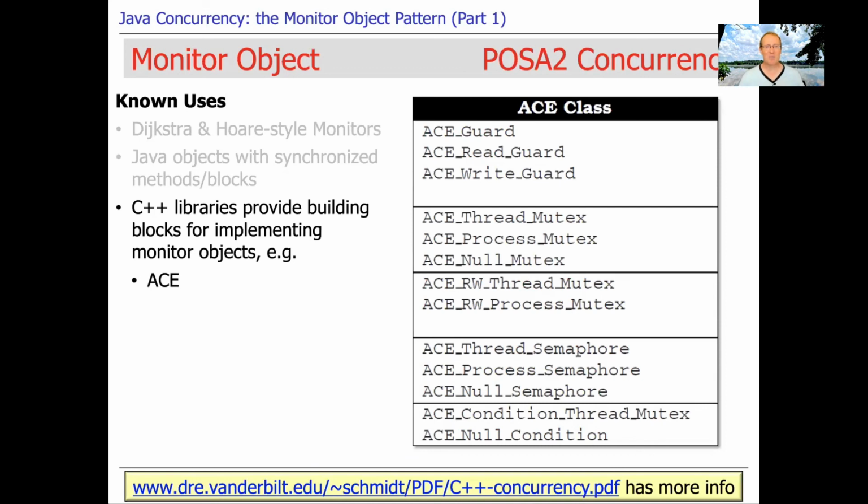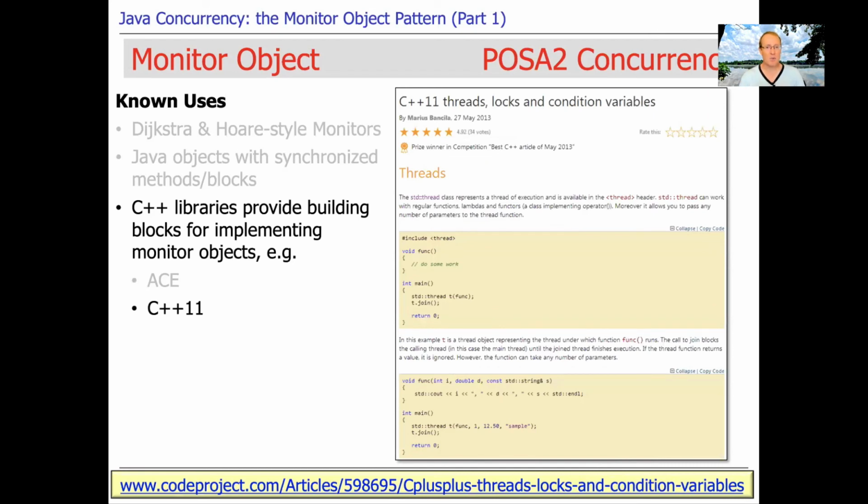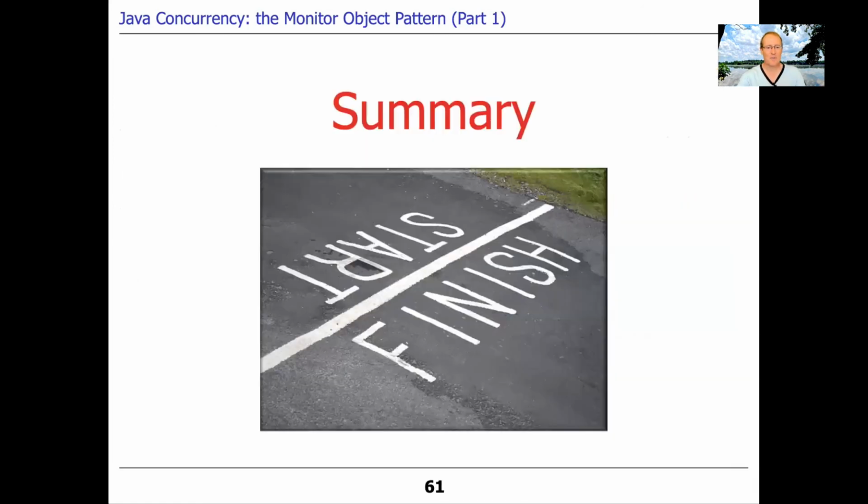You can also find these implementations in other languages and other libraries. So C++ defines a whole pile of support for building monitor objects. My ACE toolkit, which I designed quite a long time ago, probably 30 plus years ago, has all these things in great quantity. And then starting with C++11 and of course continuing on, they've also baked in concepts like mutexes and condition variables into the libraries for C++ as well. So you can implement monitor objects in all kinds of languages. It's not at all limited just to Java.